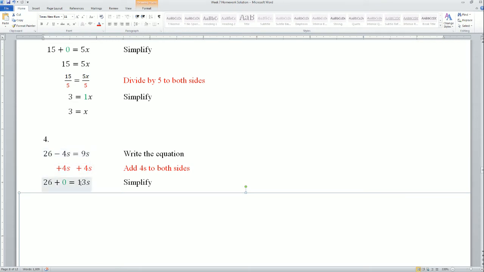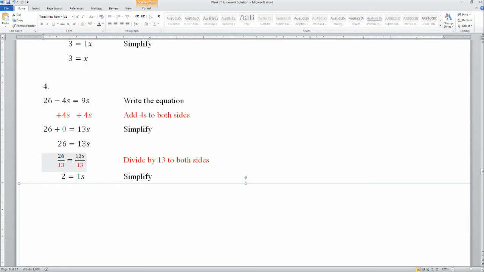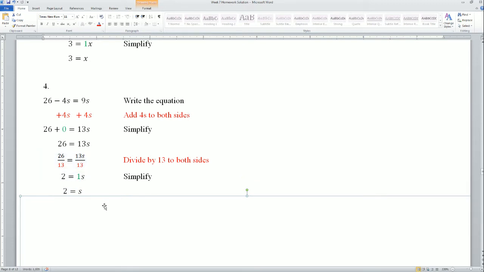9s plus 4s becomes 13s. Simplify that to just 26 equals 13s because of that 0. Divide by 13 on both sides. 13 over 13 becomes 1. 26 divided by 13 becomes 2. So we can say s is equal to 2 after I simplify.